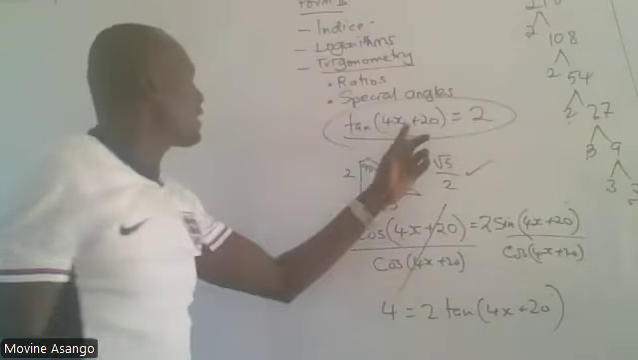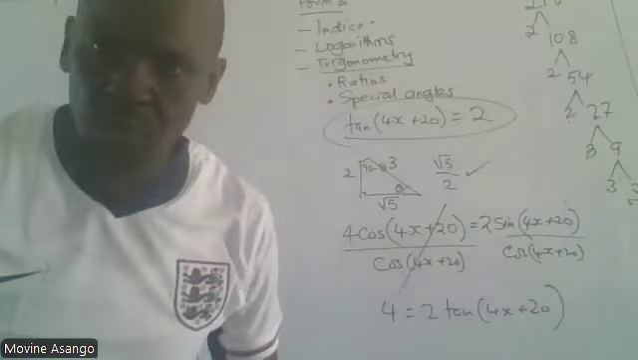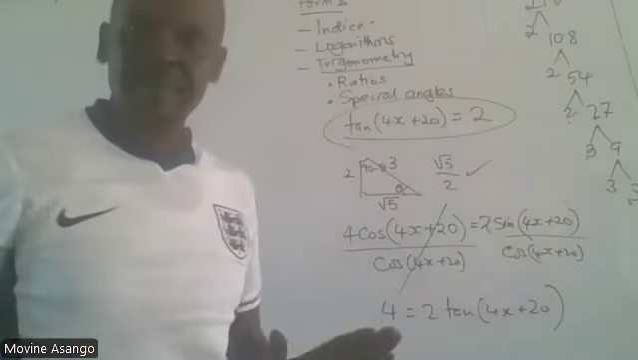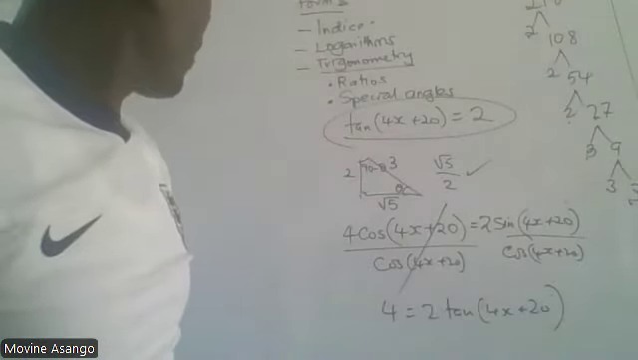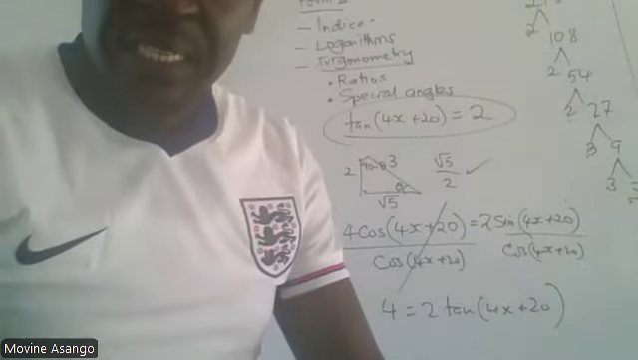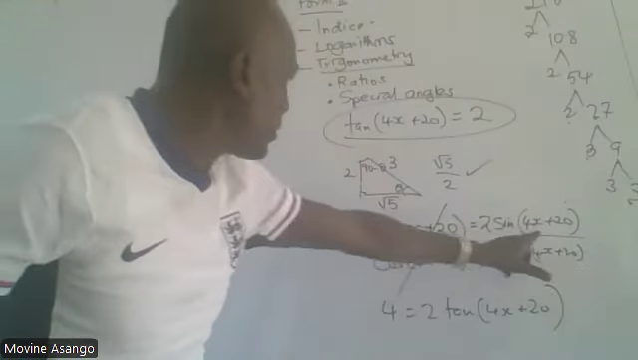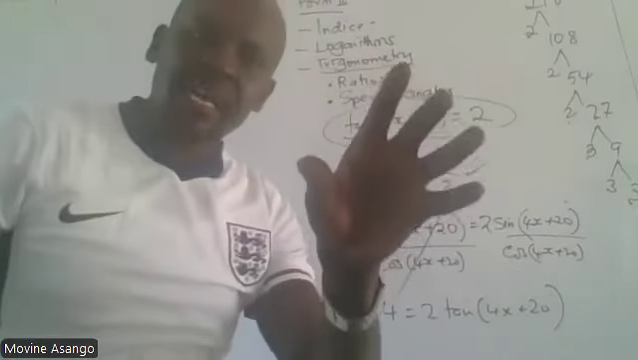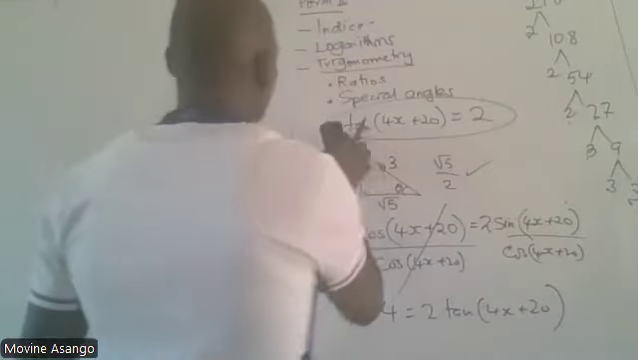From here, you can get 4x plus 20 by getting the tan inverse of 2 within the domain that you are given. It's just the basic thing. The main thing here was, once you see the angles are the same, there's a cos and there's a sine, what must come into your mind is that sine of an angle divided by cos of the same angle is tan of the angle.